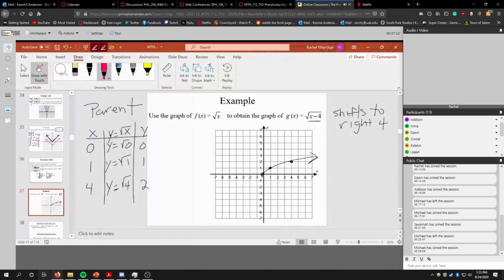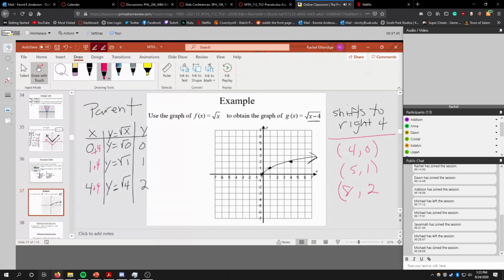What I would do with my ordered pairs is take my x values, and since I'm shifting to the right, I would add 4 to my x values. So my shifted points would be 4, 0; 5, 1; and 8, 2. I would be moving all of these points to the right 4. And I have to come outside of my graph a little bit to get that one, because my graph only went to 7.